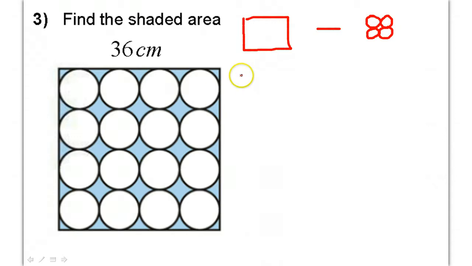Let's start with the square. Area of a square, of course, is base times height. Well, that's just going to be 36 times 36. That's almost just ridiculously easy.